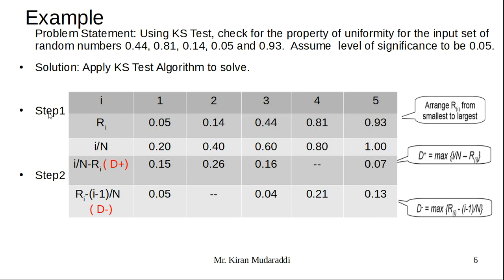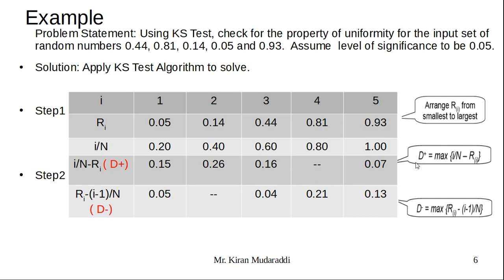So Ri is given. For that, Ri is nothing but the ith random number. So I am arranging them from smallest to largest. Among all these 5 random numbers, 0.05 is the smallest. I'll put it first, and later on 0.14, 0.44, 0.81, 0.93. So I arranged them in ascending order. That is my first step.